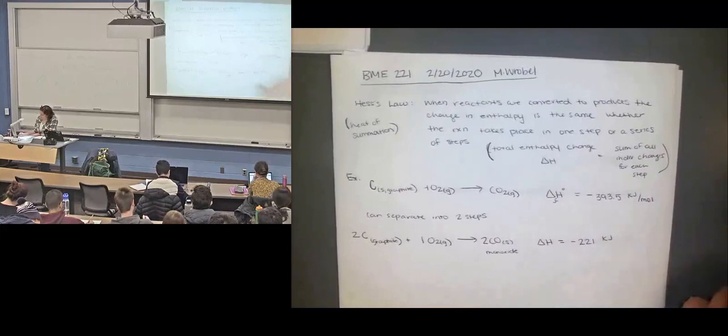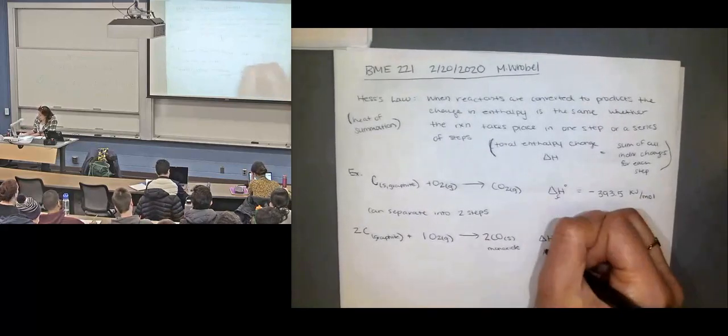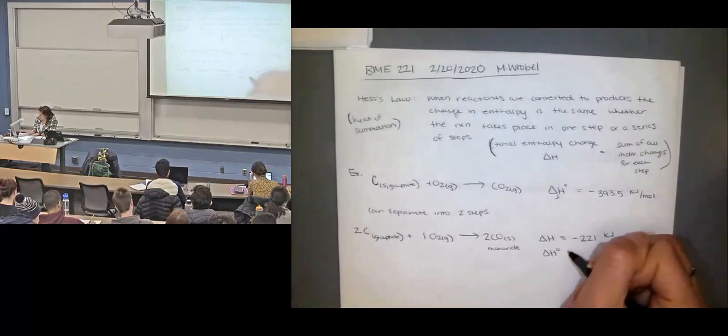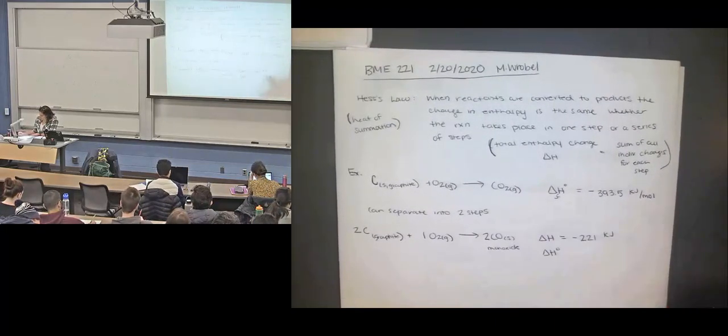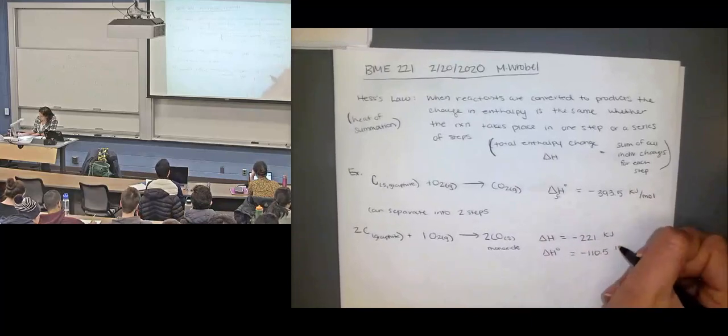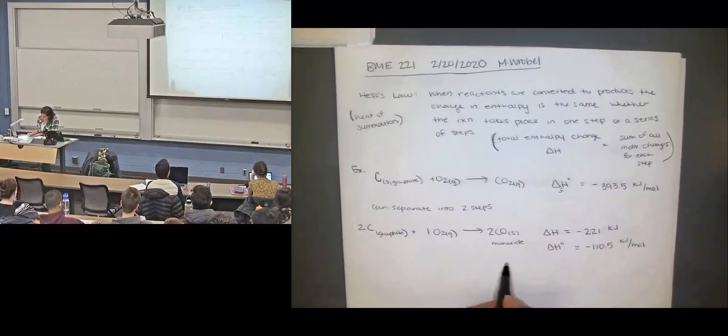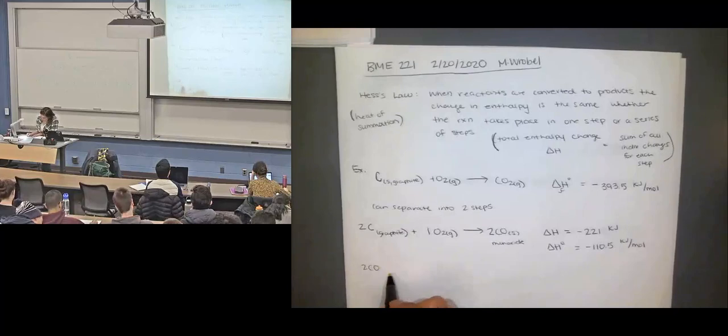If I want to write this for standard state, just assume everybody's at 1 atmosphere and 298 K right now. The rest of the standard state requirements are in play. Delta H for standard state, I would divide this by 2. I've made 2 moles, negative 110.5 kilojoules per mole. And then I could have a second step where I'm reacting my carbon monoxide with another mole of oxygen.